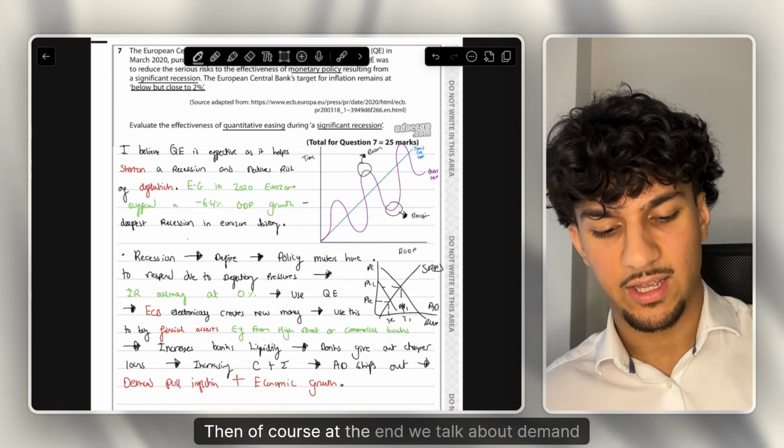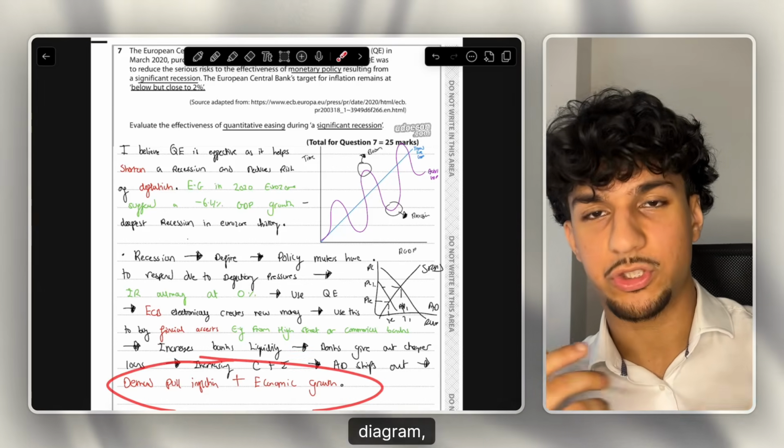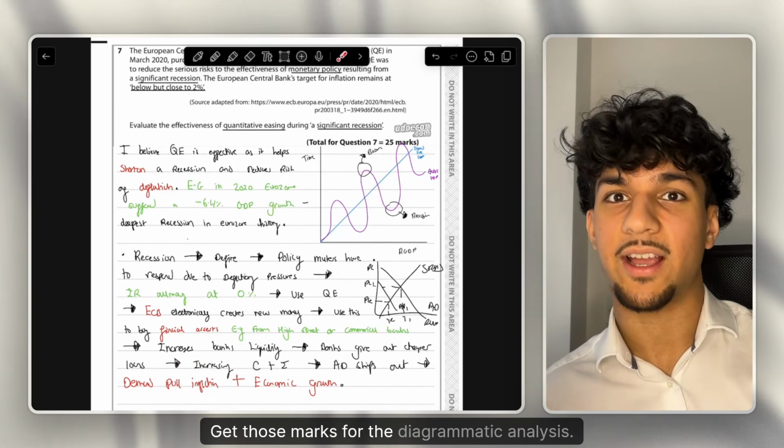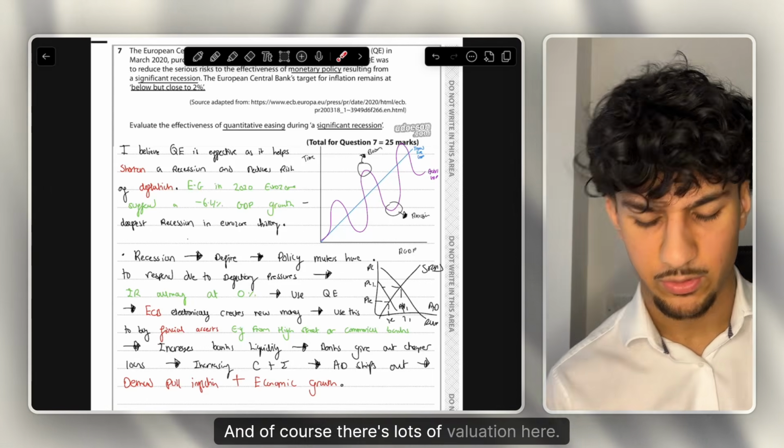Then of course at the end we talk about demand pull inflation, economic growth. Of course, relate that to your diagram, show it on the diagram. Get those marks for the diagrammatic analysis. So now let's move on to the evaluation stage of the paragraph, and of course there's lots of evaluation here.